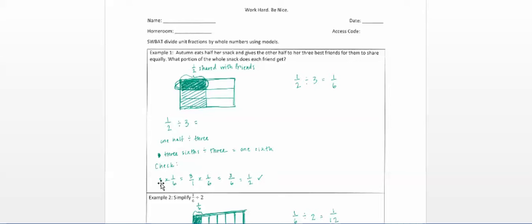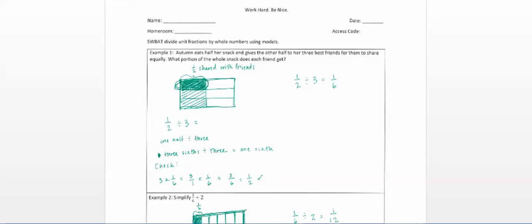To do our check, we do 3 friends. Each gets 1/6 of a snack. 3 over 1 times 1/6 is equal to 3/6, or 1/2. Again, the check should match the word problem here. 3 friends each get 1/6. 3 times 1/6 is equal to 3/6. That leads us back to the original 1/2 that she shared with her friends.